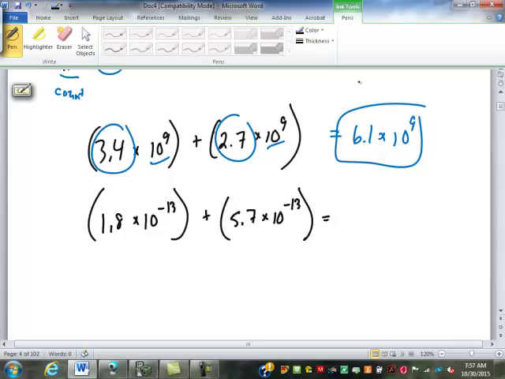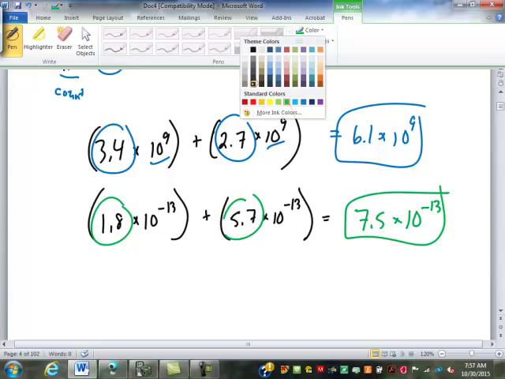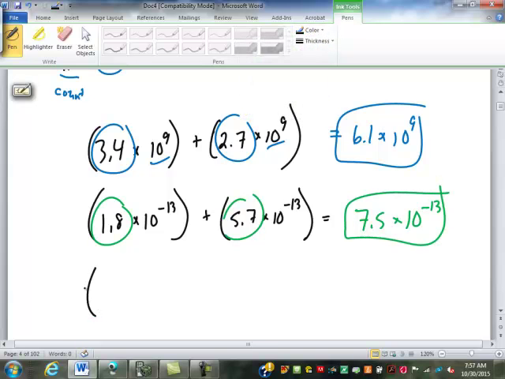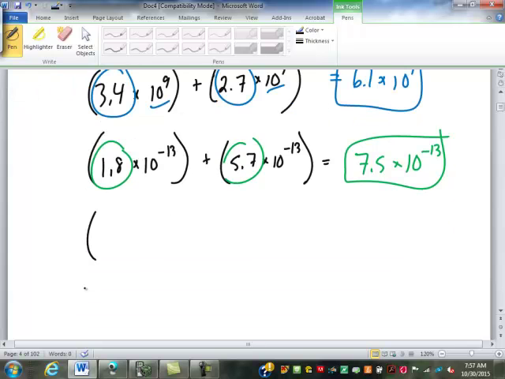Can I add those? Sure can. What do I get when I add them? Well, I combine the counts. 1.8 plus 5.7 is 7.5 times 10 to the negative 13th. I keep the same name. Now, you guys know me well enough by now that I don't stay with the simple parts, right? It always gets worse.